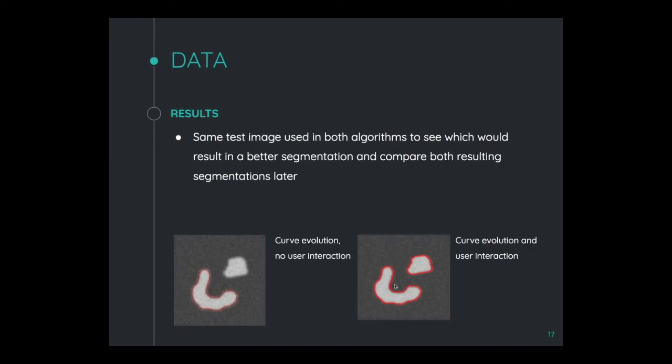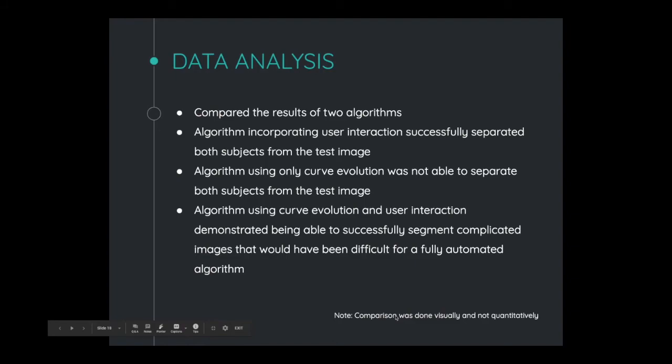The same test image was used in a curve evolution algorithm that used user interaction and one that did not use user interaction to see which would result in a more accurate segmentation of the original image. As you can see below, the algorithm using curve evolution with no user interaction was not able to segment both subjects in the image, unlike the other algorithm. The algorithm using curve evolution and user interaction demonstrated being able to successfully segment complicated images that would have been difficult for a fully automated algorithm.